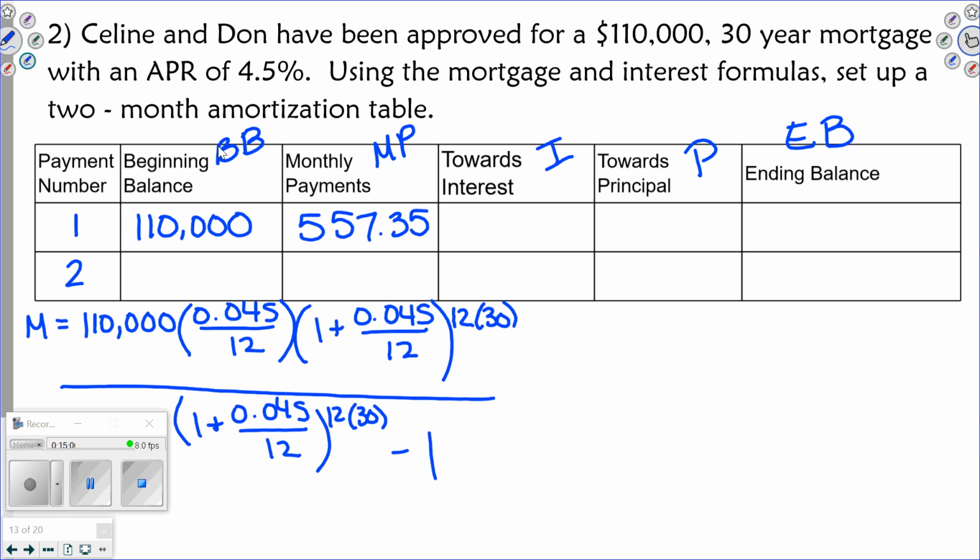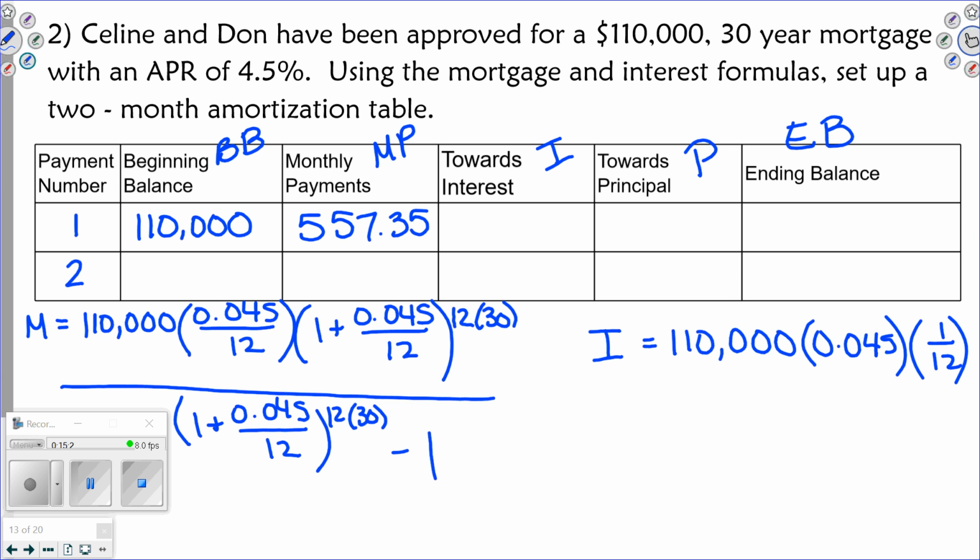How much goes towards interest? So again, you have to go to your I equals. My principal is 110,000. My rate was 4.5%. What's the time? 1 out of 12, because it's just 1 month's worth. So how much of my $557 payment goes towards interest?